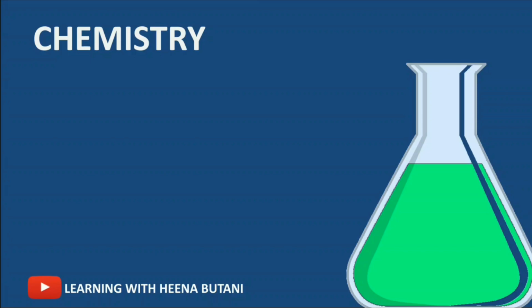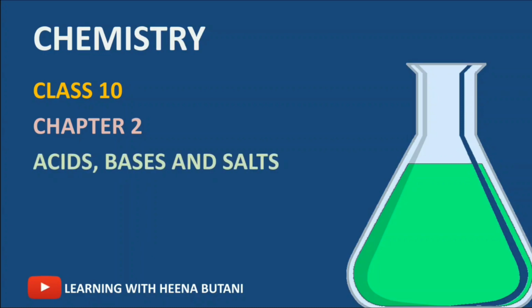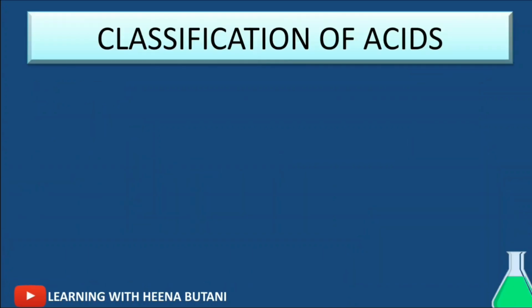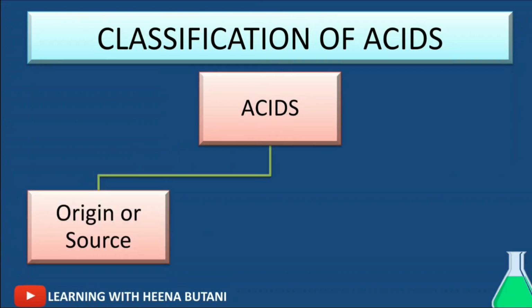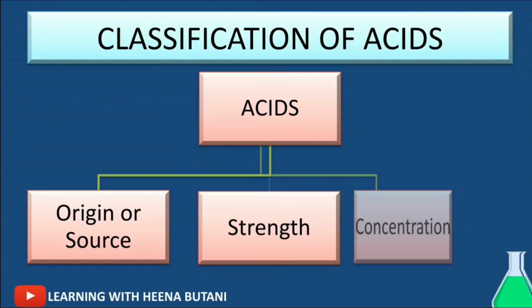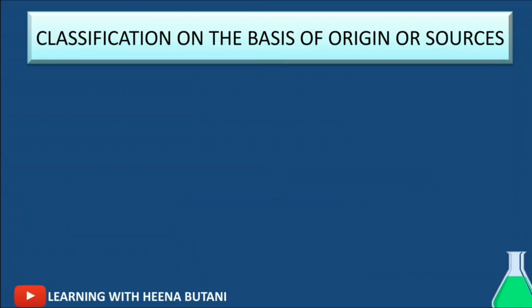Today we are going to study Chemistry, Class 10, Chapter number 2, Acids, Bases and Salts. In this video, we are going to discuss classification of acids. Students, there are three types of classification of acids. They are on the basis of origin or source. Second classification of acids is done on the basis of strength, and third classification is done on the basis of concentration of acids. We will study one by one.